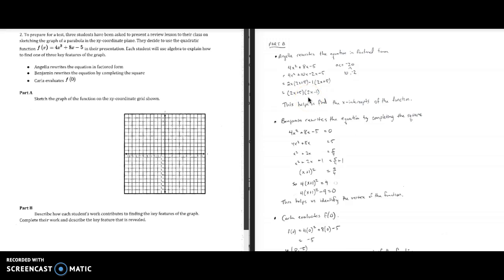And the reason this is helpful is it helps me find the x-intercepts of the function. If I set this equal to 0, I can find that my first x-intercept will be negative 5 halves, which is negative 2.5. And over here, it would be 1/2. So I know it's going to cross the graph at negative 2.5 about here, and positive 1/2, which is about here.